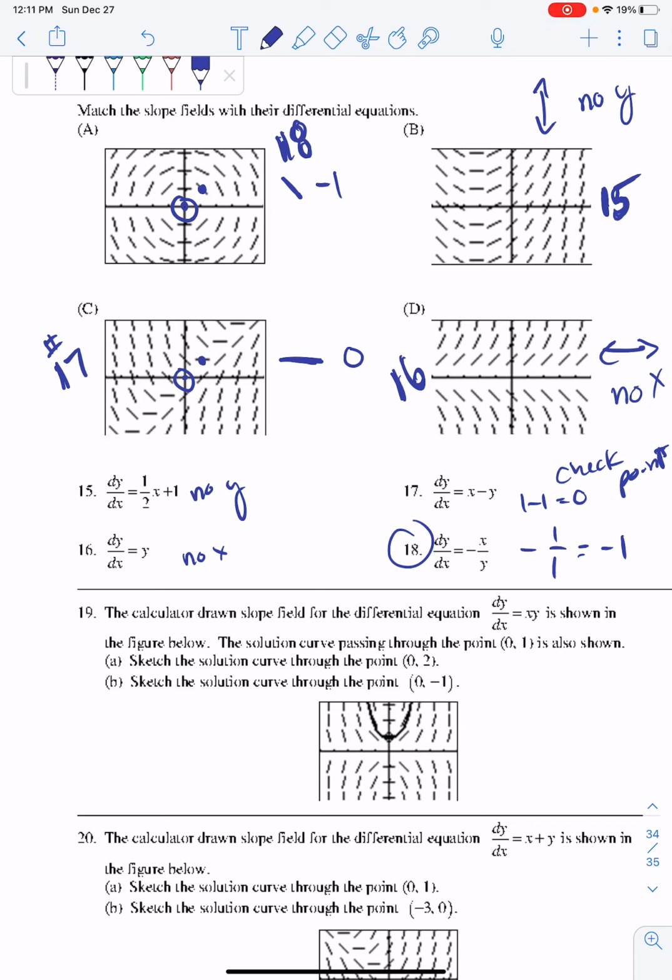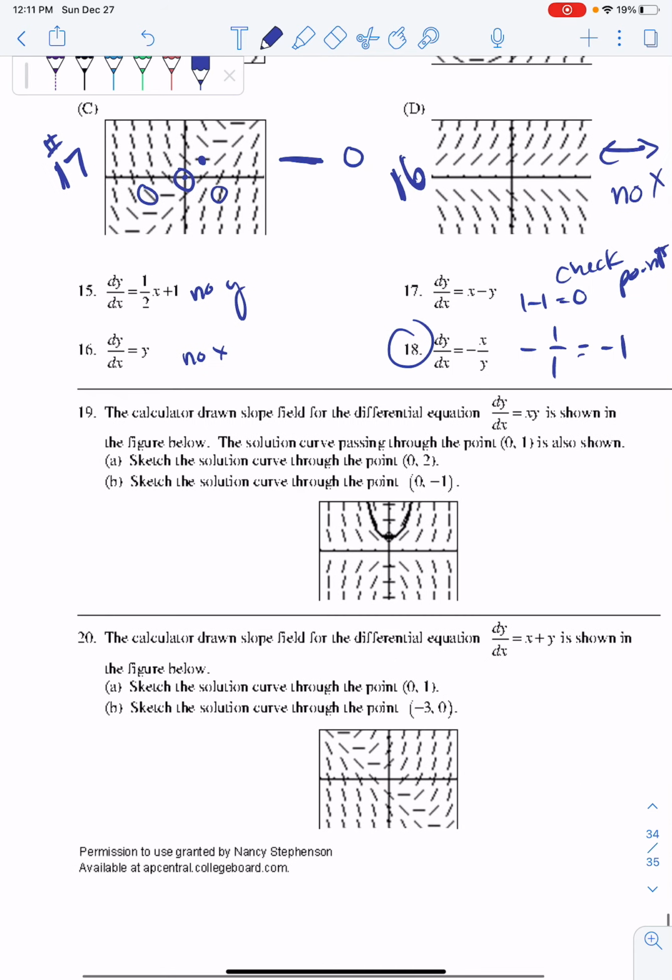Look at this point right here. If I were to go to -1, my slopes look pretty similar. So that might not be a good number to pick. Same with -2, -1. Those slopes look the same. So that might not help you separate which one is which, all right?